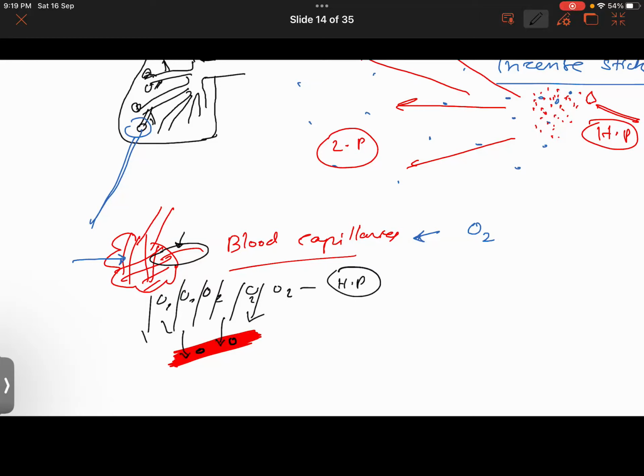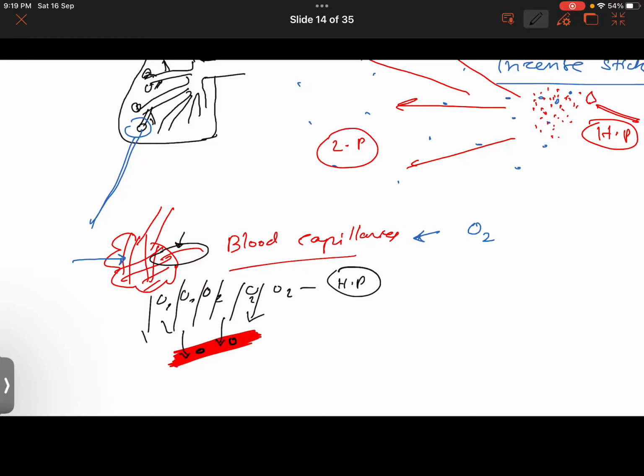So what exactly are the blood capillaries? Look, you have veins, you have got different types of vessels in our body. One will carry the oxygenated blood, one will carry the blood which is rich in carbon dioxide, and one is the type of vessel which is very thin, which is called blood capillaries.